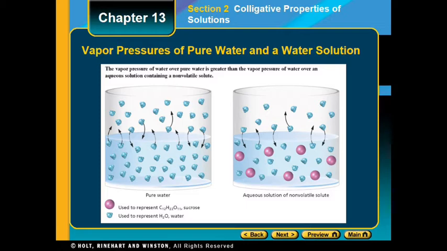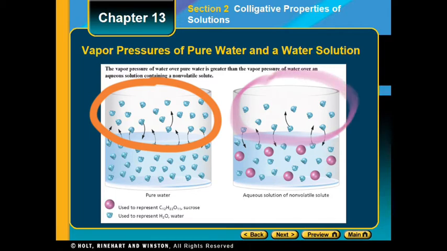So vapor pressure of pure water and a water solution. Again, the solution means that a solute has been introduced into this. So on the left, we've got pure water. You can see that the vapor pressure of water is going to be greater than the vapor pressure of water over an aqueous solution. So we have more molecules here in the top of this one and fewer molecules over there once our solute has been introduced to the solution. So the vapor pressure lowering that you have here once you added a non-volatile solute. And we also talk about Raoult's law whenever we talk about this. So if you hear any mention of Raoult's law, that's what this is referring to.